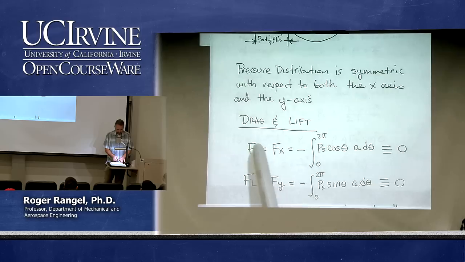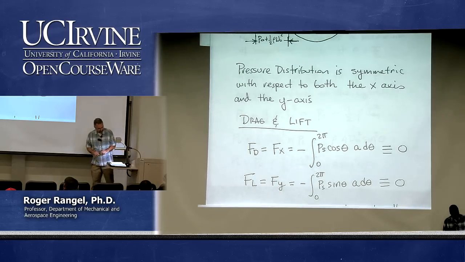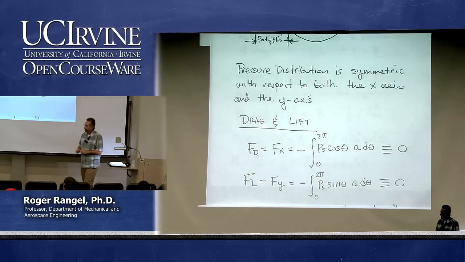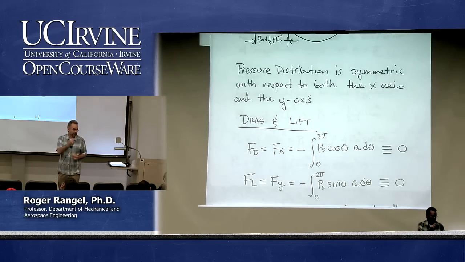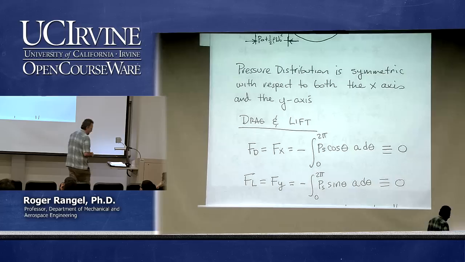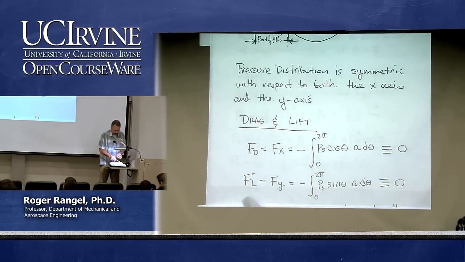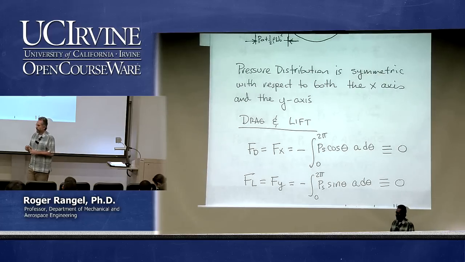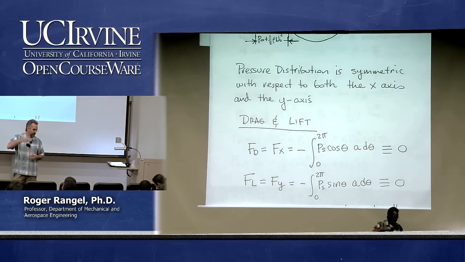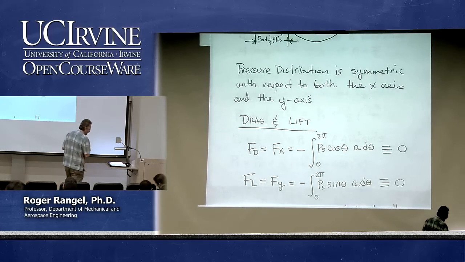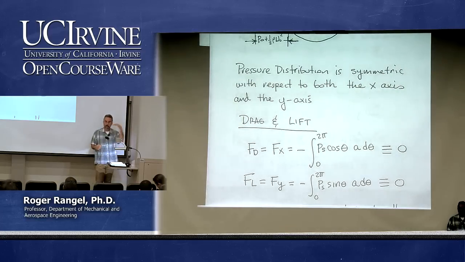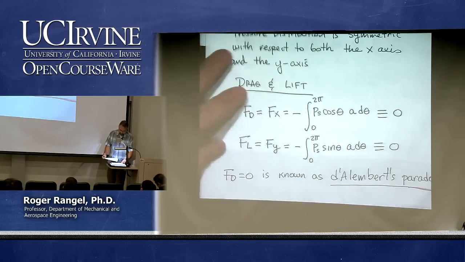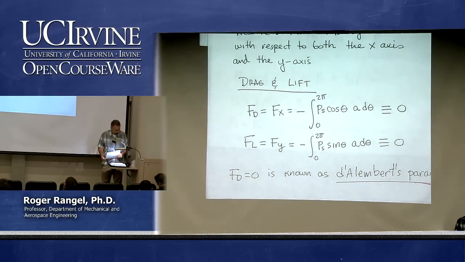I'm calling them f sub d and f sub l, because if there were an f sub x, it would be called a drag, right? So there would be a drag. And the f sub y, I'm calling it f sub l, because if there were an f sub y, it would be a lift. It would be normal by definition. A force normal to the free stream velocity is a lift. So we find that there is no drag, there is no lift.